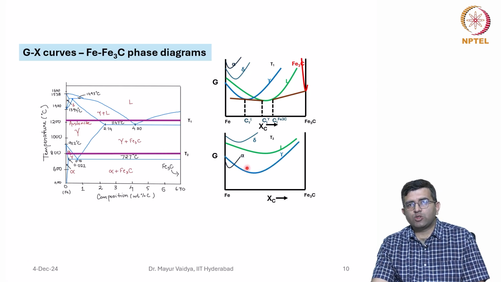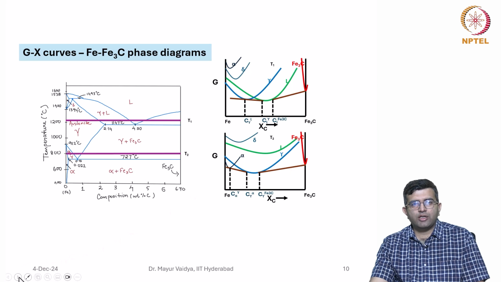Now, at T2, what also will change is that if you see T2 carefully, there is a small region where alpha is stable. That means this alpha free energy curve has come down. Then there is gamma, liquid, and Fe3C. Then the common tangent constructions can be made like that. This is the region where alpha plus gamma are stable. This is the region where gamma plus Fe3C are stable.